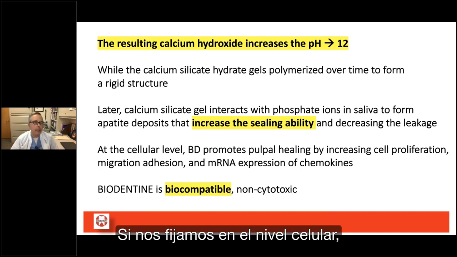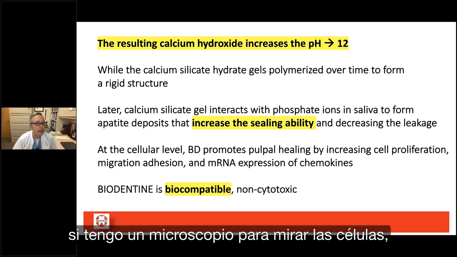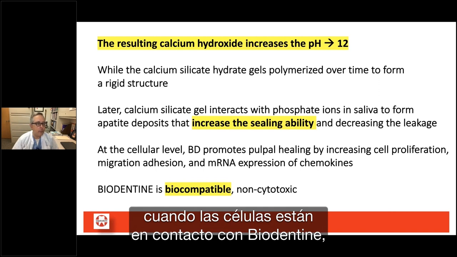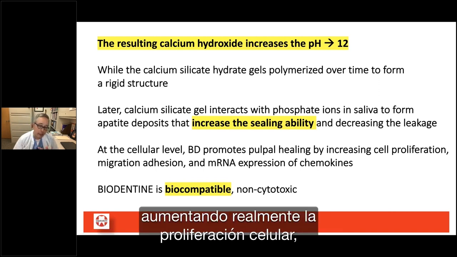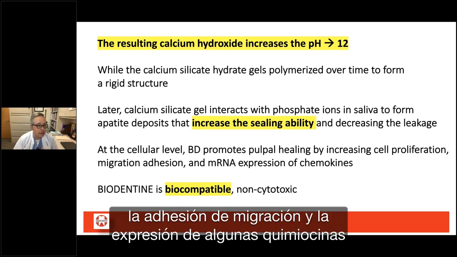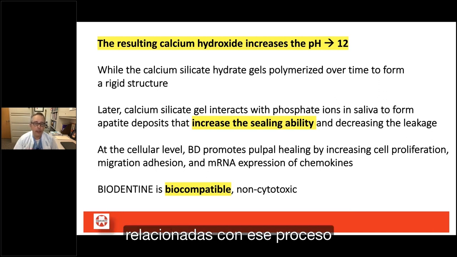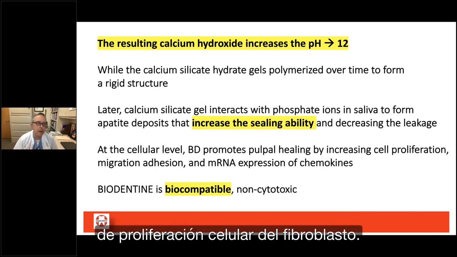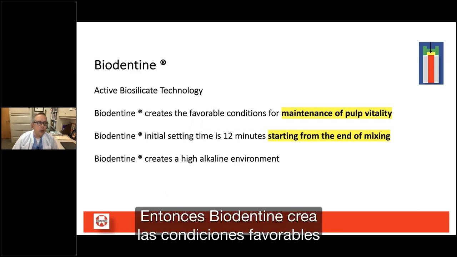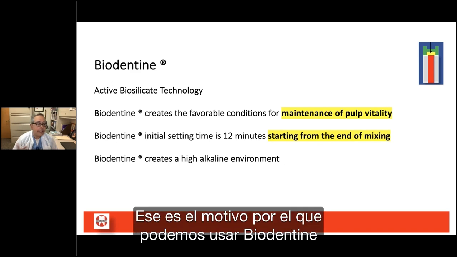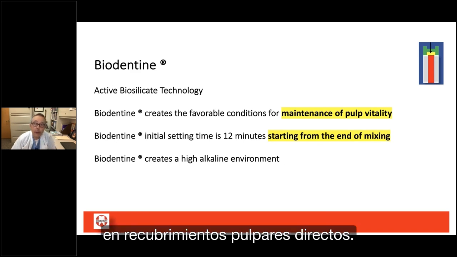If we look at the cellular level, as if I had a microscope to look at the cells, when the cells are in contact with Biodentine, Biodentine promotes pulpal healing by increasing cell proliferation, migration, adhesion, and the expression of some chemokines related to the process of fibroblast proliferation. You can tell now that clearly Biodentine is biocompatible and non-cytotoxic. So Biodentine creates favorable conditions to keep the pulp vital. That's the reason we can use Biodentine in direct pulp capping.